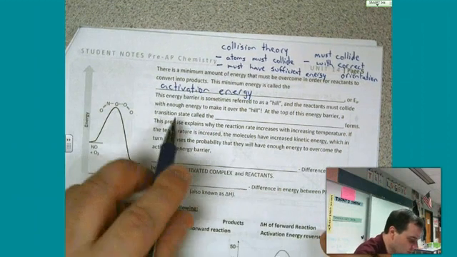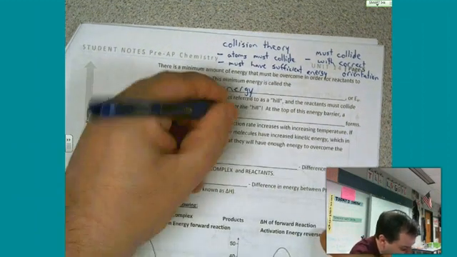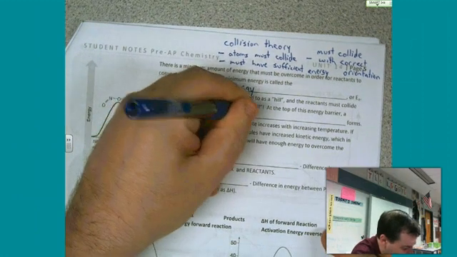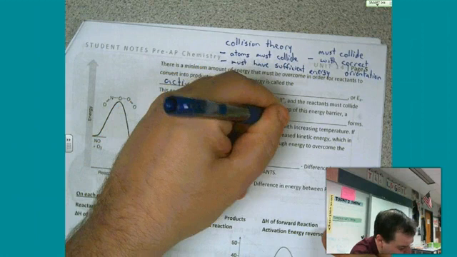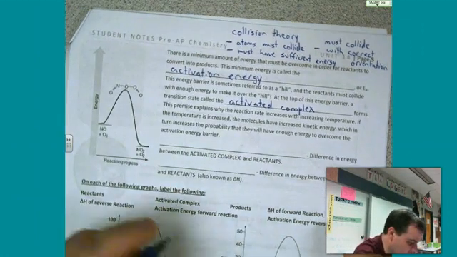So the energy barrier is referred to as the hill. At the top of the energy barrier, there's a transition state called the activated complex. This is what we call a transition state.